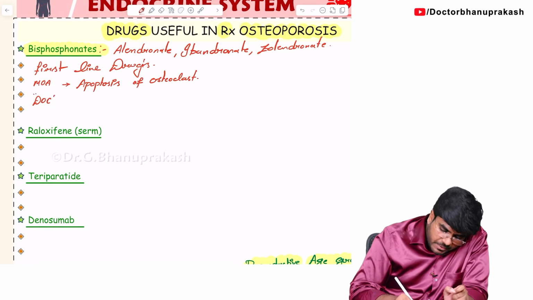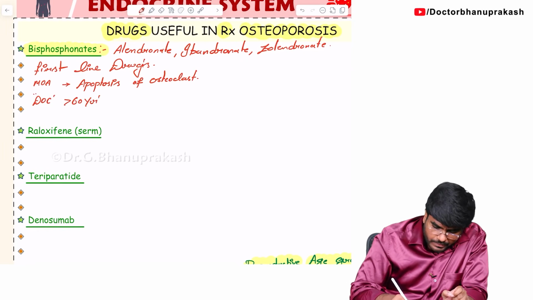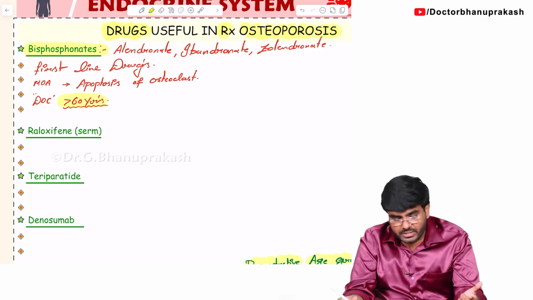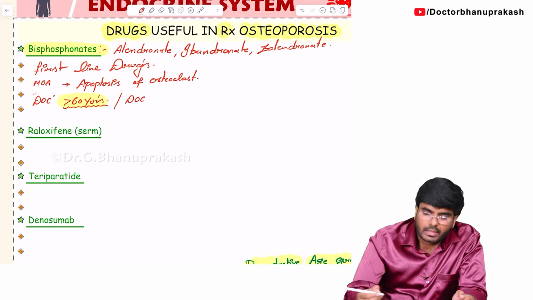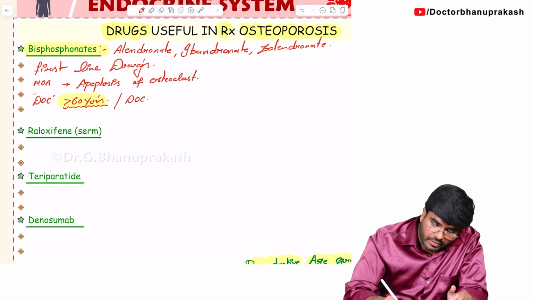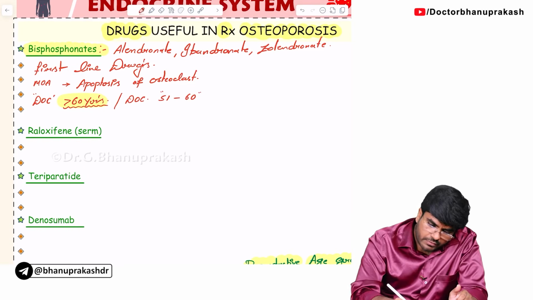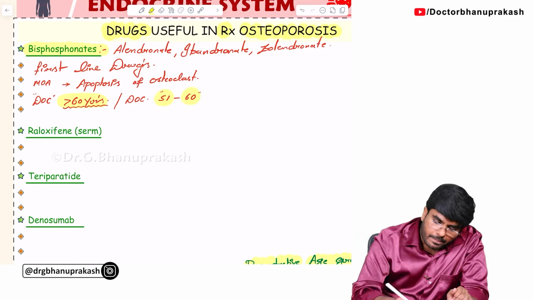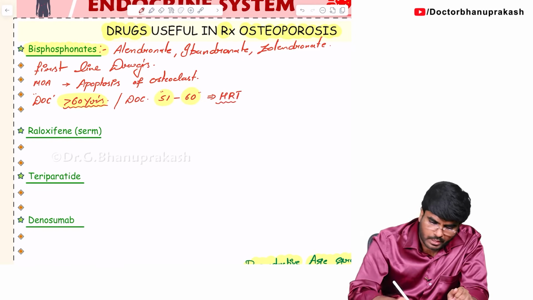Drug of choice. See, especially the drug of choice for postmenopausal osteoporosis after the age of 60 years. If a female is suffering with osteoporosis after the age of 60 years, then the drug of choice is bisphosphonate group of drugs. But if they say, what is the drug of choice if she is less than 60 years? Let's say from 51 to 60 years, in this age. After 60 years, you can go with the bisphosphonates. What is the drug of choice for osteoporosis in a female who is in the age of 51 to 60 years, let's say? Then the answer will be hormone replacement therapy. Your answer should be hormone replacement therapy.